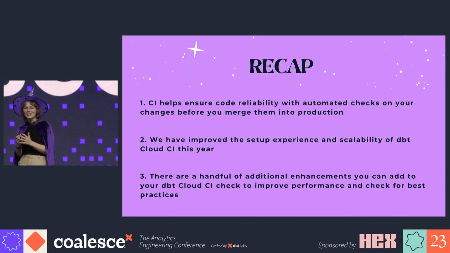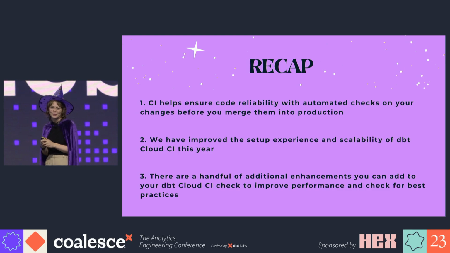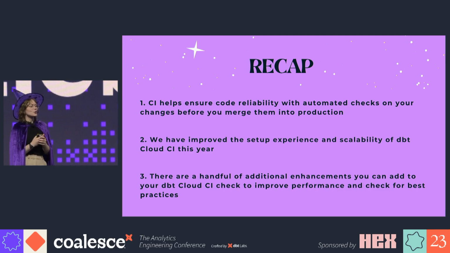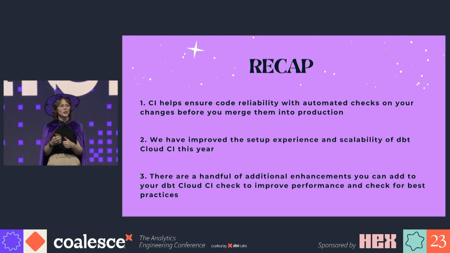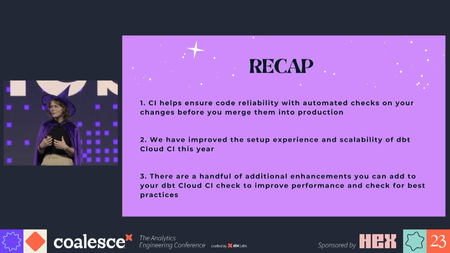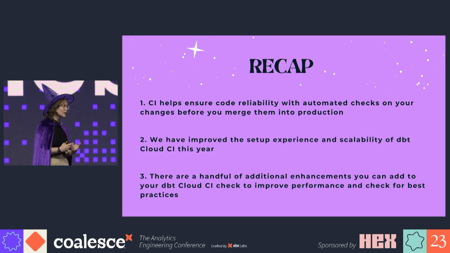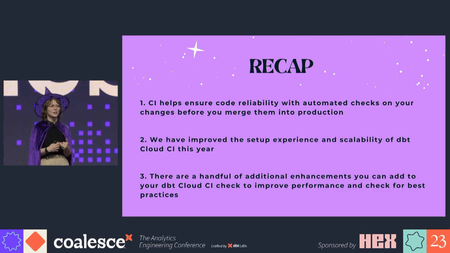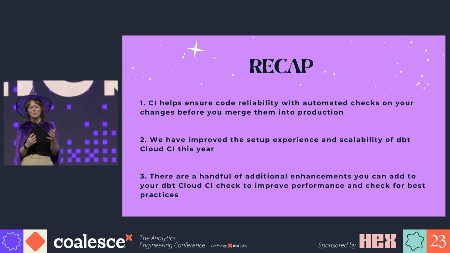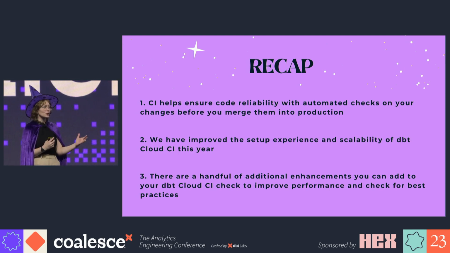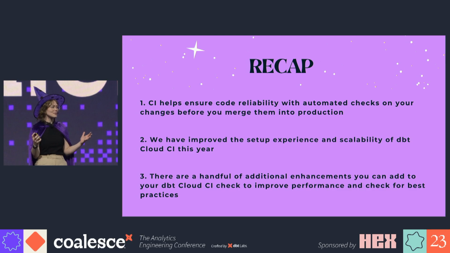OK, we covered a lot today, so let's take a quick look back at what we've learned. CI helps ensure code reliability with automated checks run against your code changes before they're merged into production. We have invested in improving the setup experience and scalability of dbt Cloud CI this year, so you can be confident in adding this check to your dbt Cloud project, regardless of how many people are working on your team. Finally, there are many ways that you can customize your CI check to best suit your team's needs, from speeding up your check to enforcing alignment with dbt best practices on all future code changes.